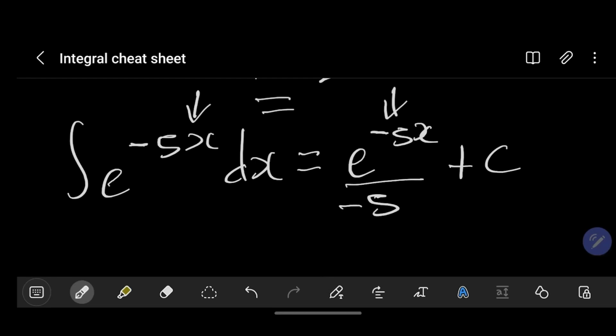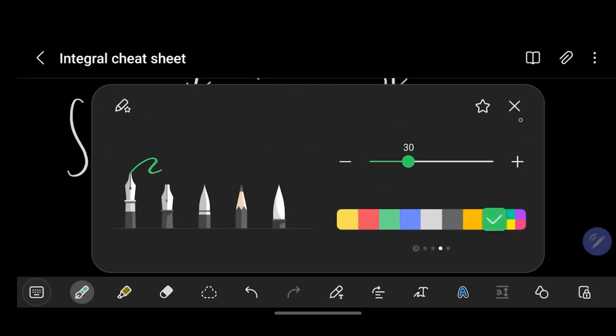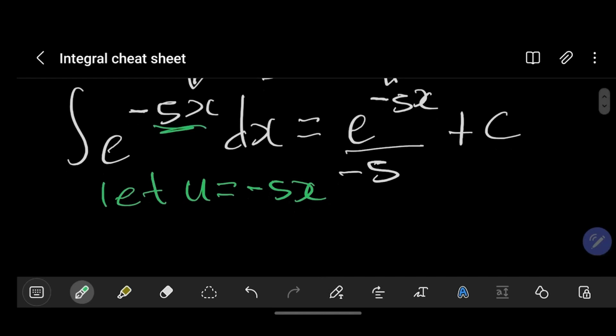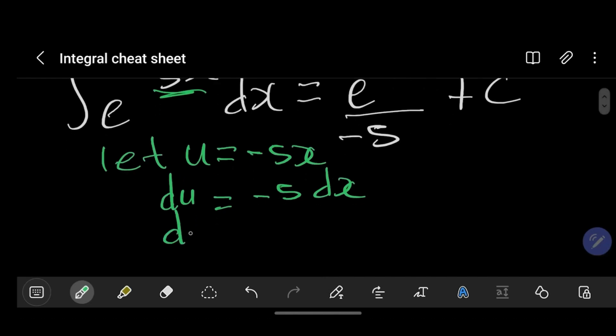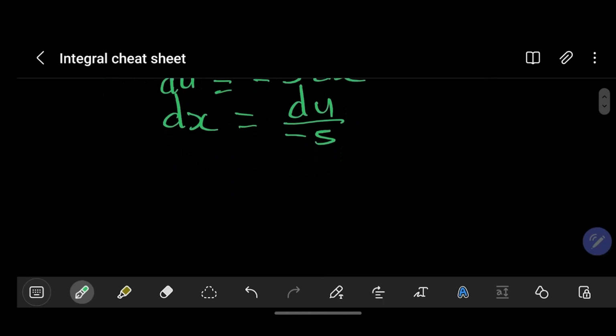We're going to go back to basics and use u substitution. So let's say we have u equal to minus 5x. Then we know if we differentiate this, we have du equal to minus 5 dx. Let's solve for dx. So dx here is equal to du all over minus 5. Okay, so let's take this further, right? Let's substitute into the original.